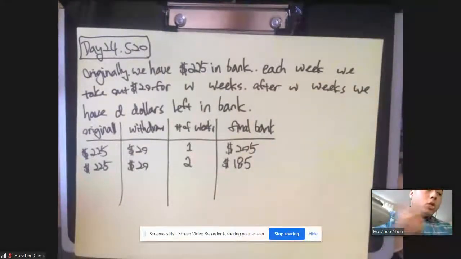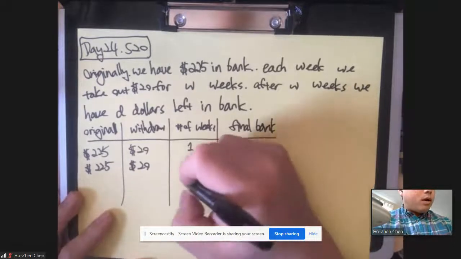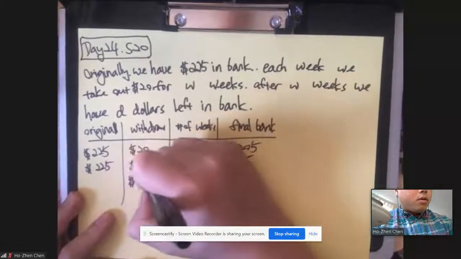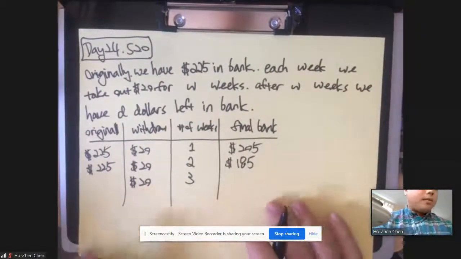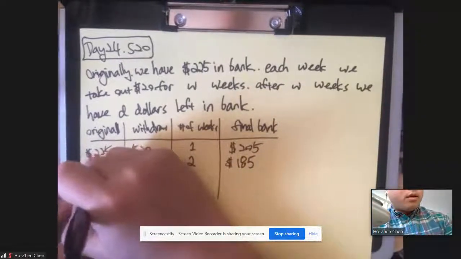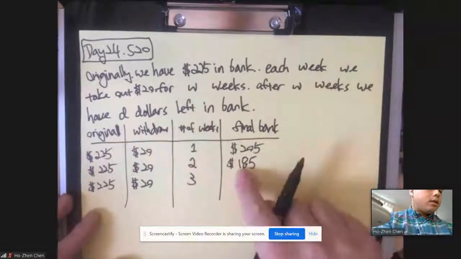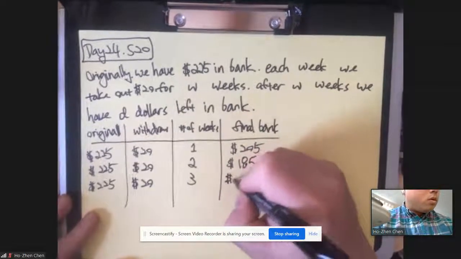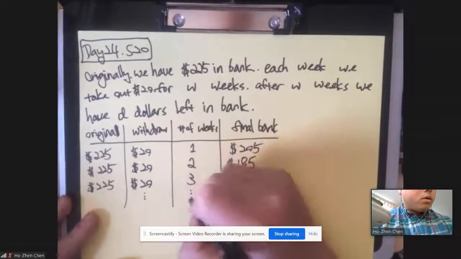Then we can continue and see what happens after 3 weeks. Compared to the original bank account, I'm going to take out $20 3 times from the original account of 225. So this is going to get me $20 less than week 2, which is 165, and the number continues.